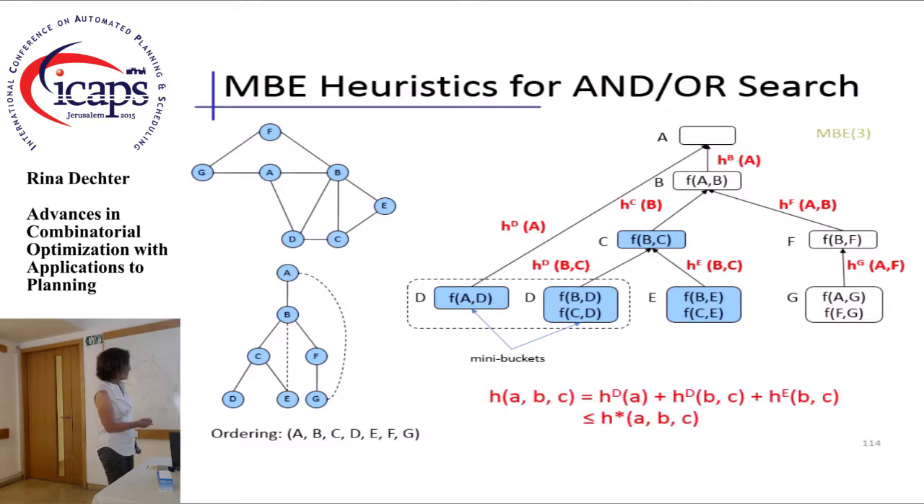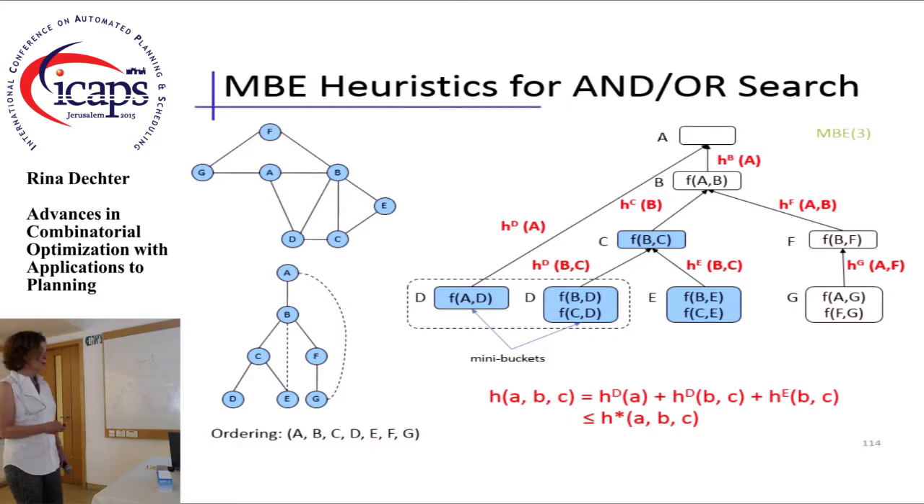Here is this example. So now, if I am doing the search, this is my pseudo tree, and let's say I have already assigned A the value a, B the value b, and C the value c, and I want to know what the heuristic is at this point. And I can compute it. The heuristic will be the functions that are sent from this function here, the function from here, and this function here. So the sum of these three functions will give me the heuristic evaluation function for this node, which will be a lower bound on the exact evaluation function. So it's pretty easy.